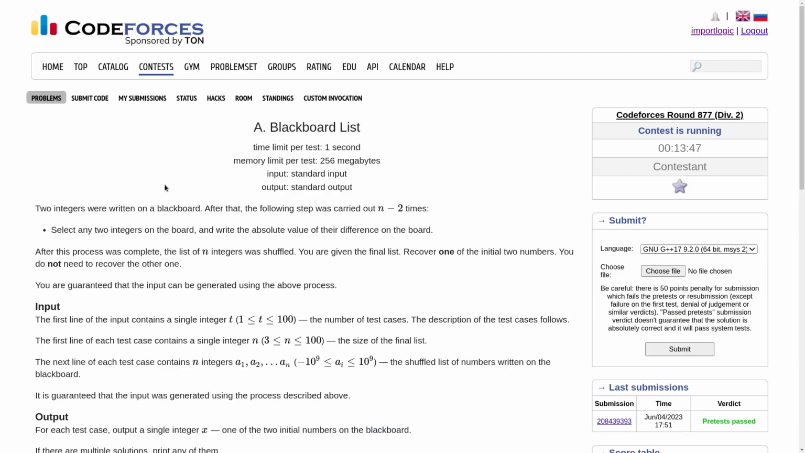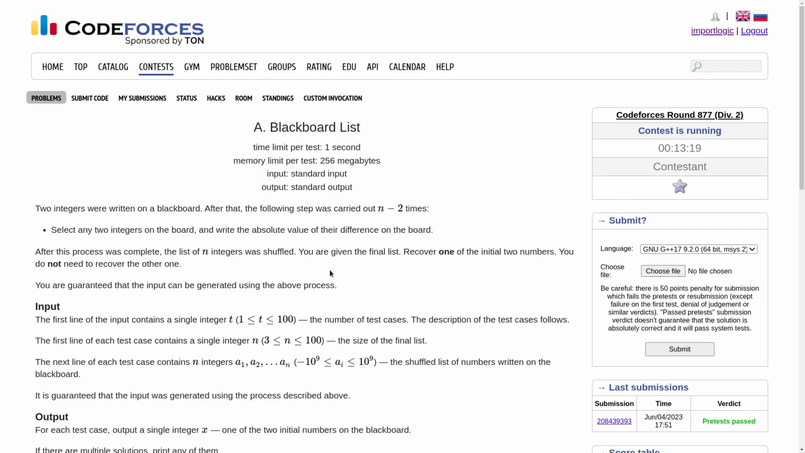So the first problem is Blackboard List. It says that two integers were initially written on a blackboard, and after that n-2 steps were performed. At each step, we have to select any two integers on the board and write the absolute value of their difference on the board. So we take the difference, take its absolute value, and write it on the board.